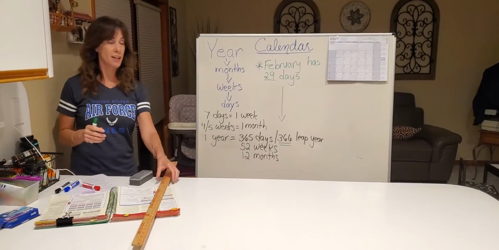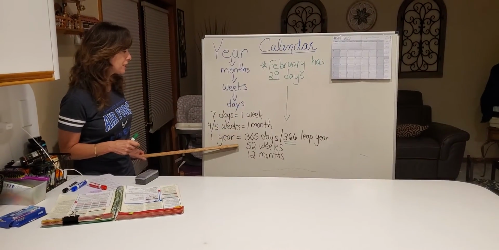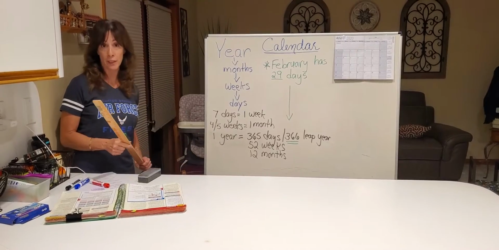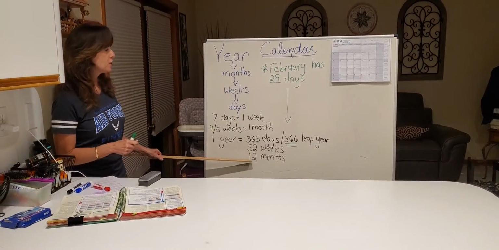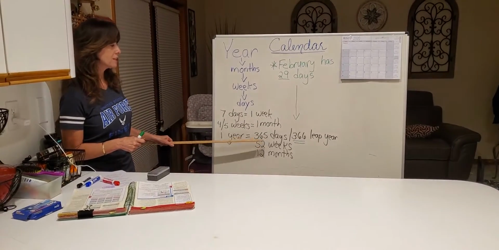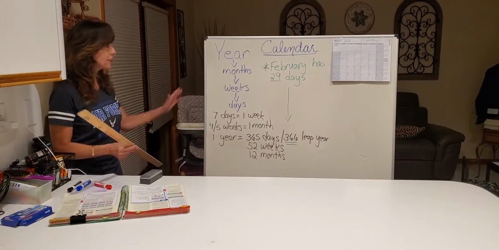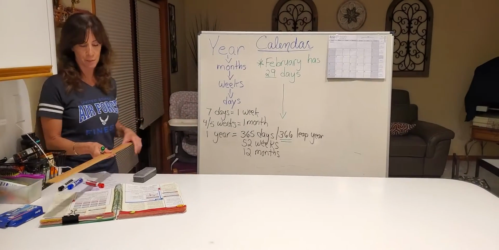But for the rest of the time, there are 365 days in a year, which is 52 weeks also, which is 12 months. All right, so a year is made out of 12 months, 52 weeks, and 365 days. That's what's really important to keep in mind for the months.